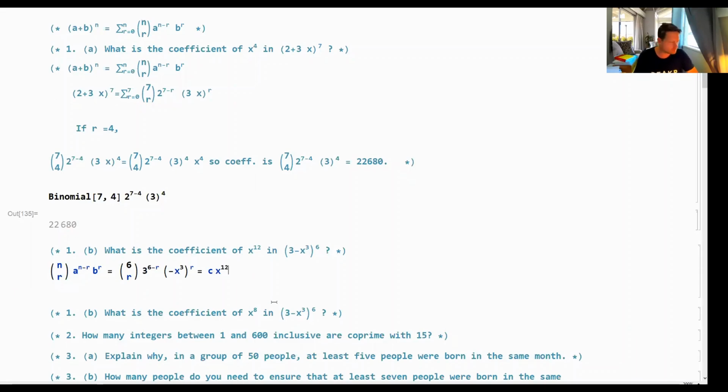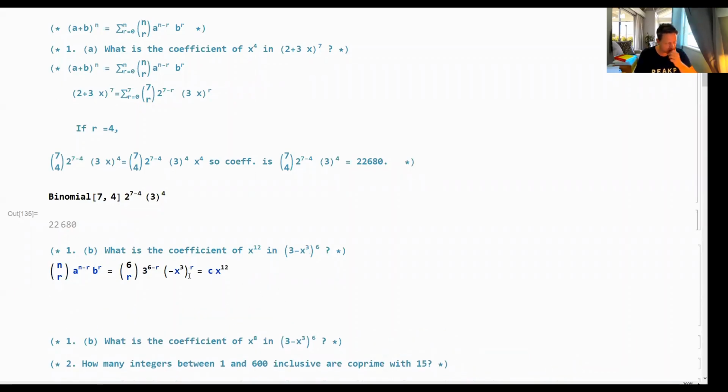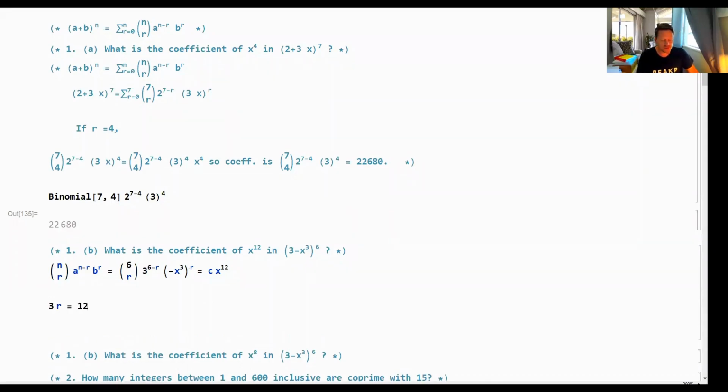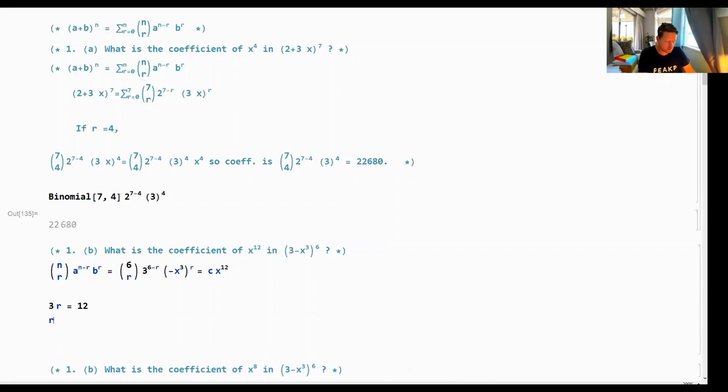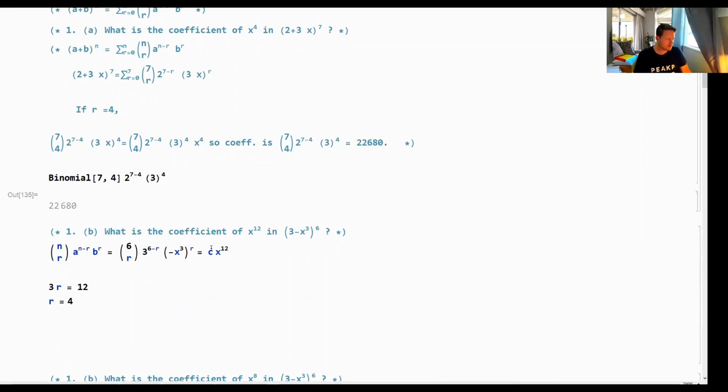We need to know the value of r. If we expand this part of it out, we have minus x to the power of 3r. So minus 1 to the power of r, times x to the power of 3r. What we're looking at here is 3r is equal to 12, and we want to solve this. The solution is clear: divide by 3 and you get r is equal to 4. Now we can use that and work out what the coefficient is.